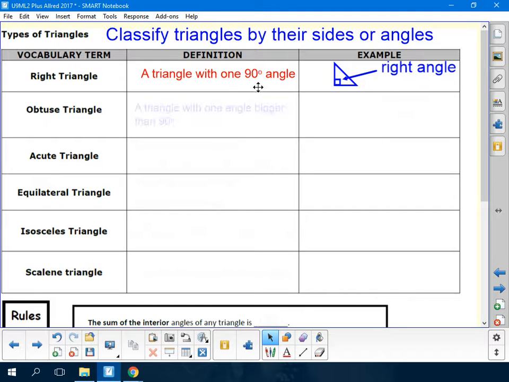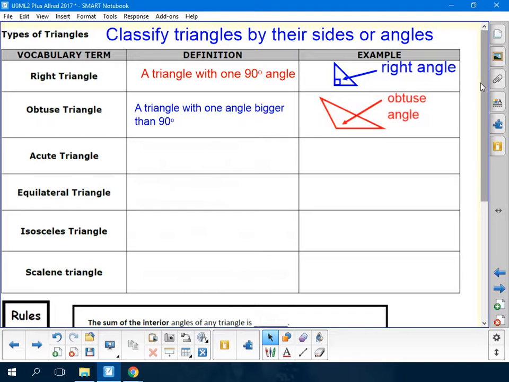An obtuse triangle is a triangle with one angle bigger than 90 degrees. Might have one angle that's bigger than 90 degrees. It won't be possible for it to have 2 angles that are bigger than 90 degrees, and you'll see why here in a second. The third and final way to classify triangles by their angles is to call it an acute triangle. An acute triangle is a triangle where all 3 angles are less than 90 degrees. Not necessarily equal, just all 3 angles less than 90 degrees, much like this triangle here that I've drawn for you. 3 acute angles. Okay, so that's the 3 ways to classify triangles by their angles.